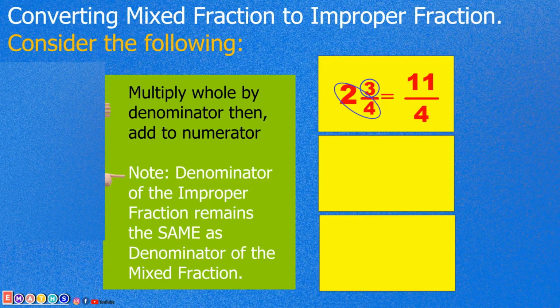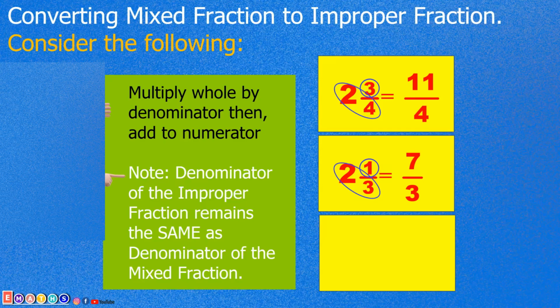Let's take a look at example 2. Here we have a mixed number 2 and 1/3. To write it as an improper fraction, we do the same. We multiply the whole number by the denominator, then the answer we add to the numerator. Also remember, the denominator of the improper fraction always remains the same as the denominator of the mixed fraction.